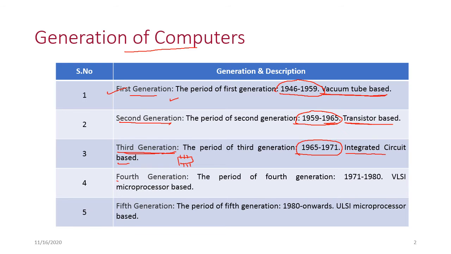And the next one is fourth generation computers. The period of the fourth generation was 1971 to 1980, and these are VLSI microprocessor based systems. And the last one is the fifth generation, that is the current generation. The period of the current generation is 1980 till date, and the technology we are using here is ULSI, that is ultra large scale integration microprocessor based systems.